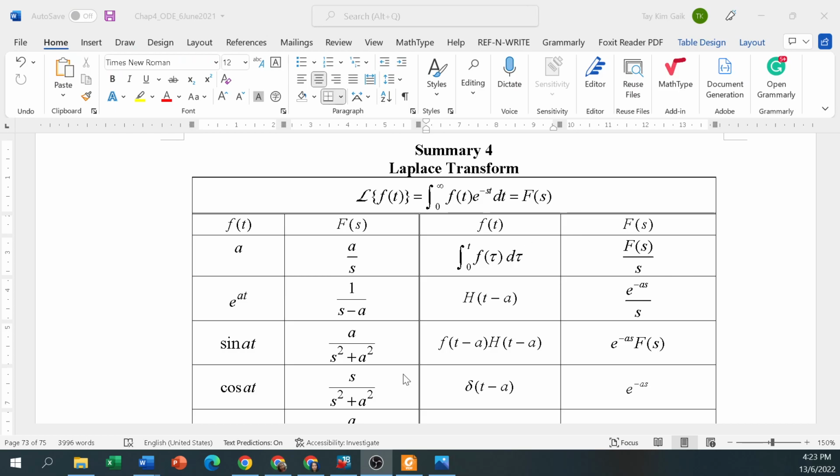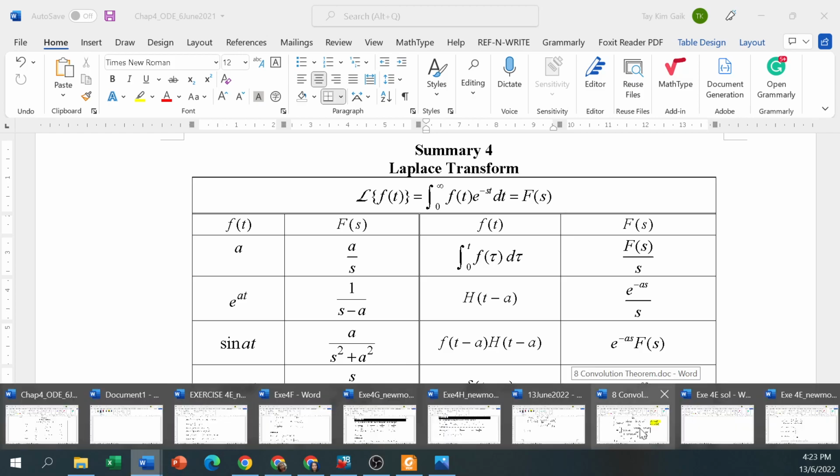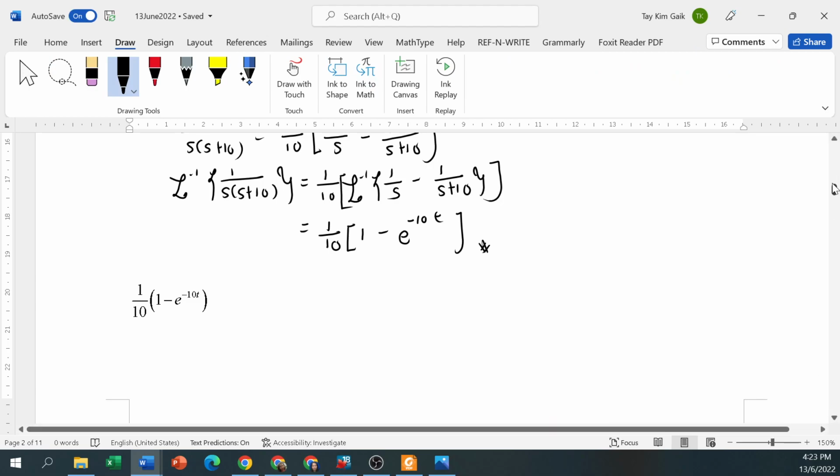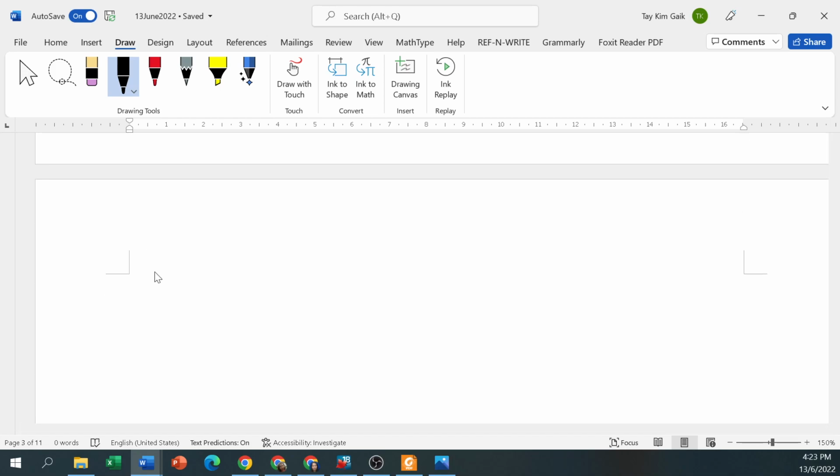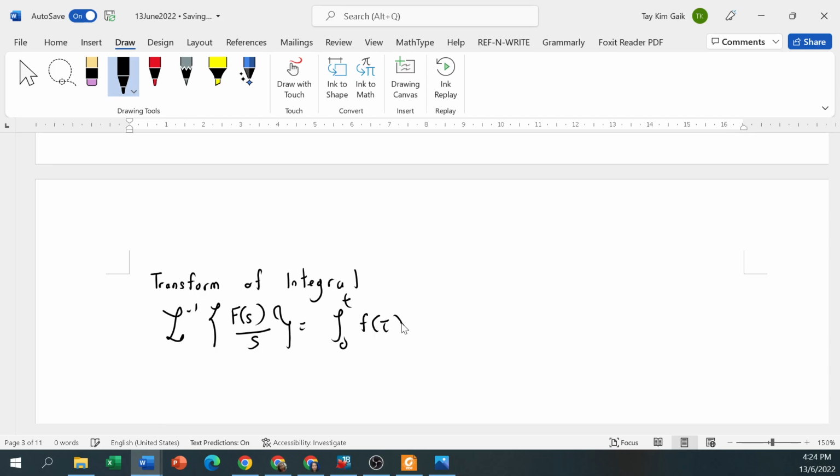Here we then use this one: the inverse Laplace of F(s) over s equals the integral of f(tau) d tau, to solve the same equation. This is the so-called transform of integral. It means the inverse Laplace transform of F(s) over s is equal to the integral of f(tau) d tau, or f(u) du also works, it's just a variable.